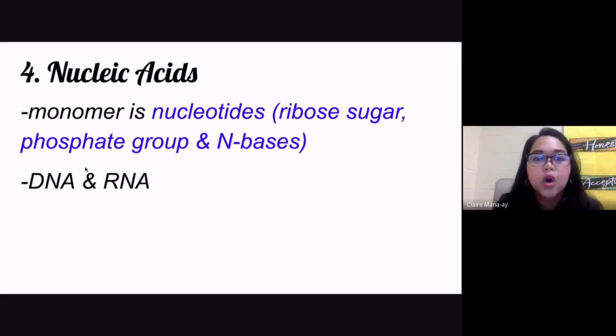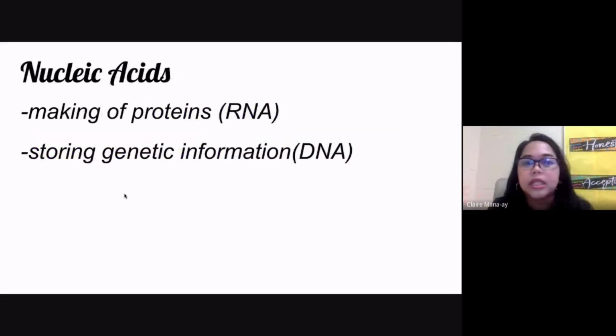We are going to study this tomorrow, okay? So we'll dig deeper into your different biomolecules tomorrow. For now, again, your monomer is your nucleotides made up of your ribose sugar, phosphate group, and your N bases or nitrogen bases. There are only two types of nucleic acids. That's your DNA and your RNA. Now, the function is also dependent on the type of nucleic acid that you have.